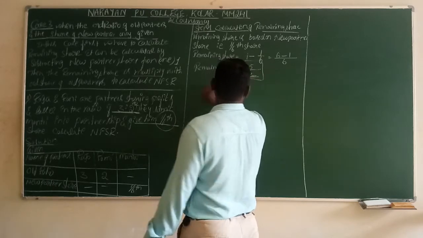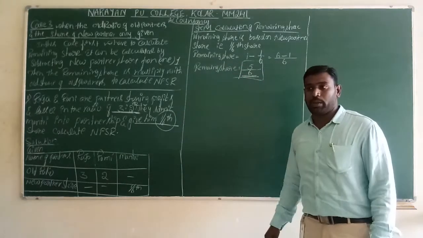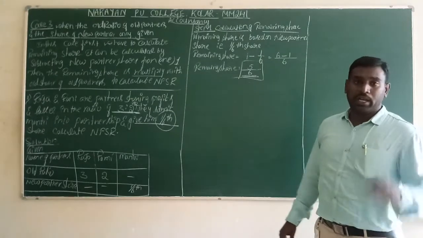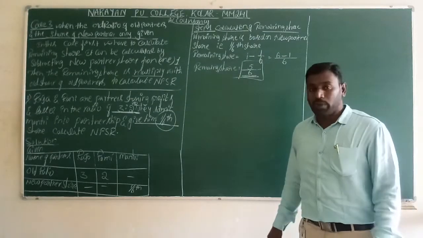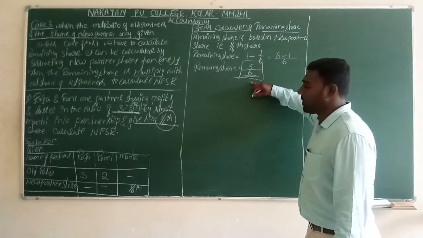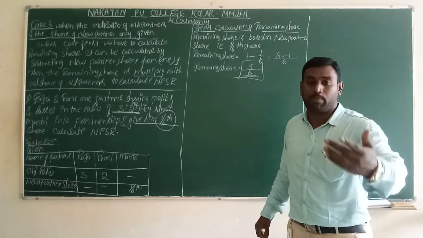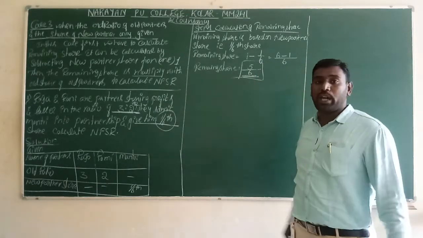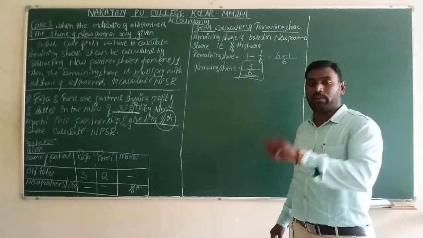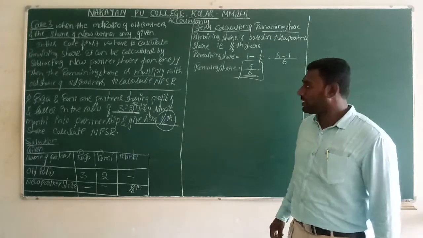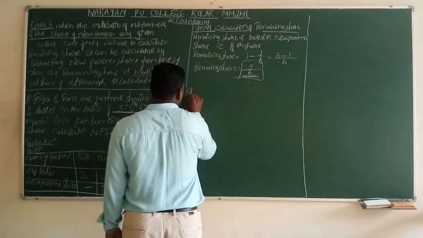What we had to get in step number 1 was the remaining share. With the help of step number 1, we move to step number 2. The remaining share should be calculated only once, and it will be applied to both the partners. Let's come to step 2.